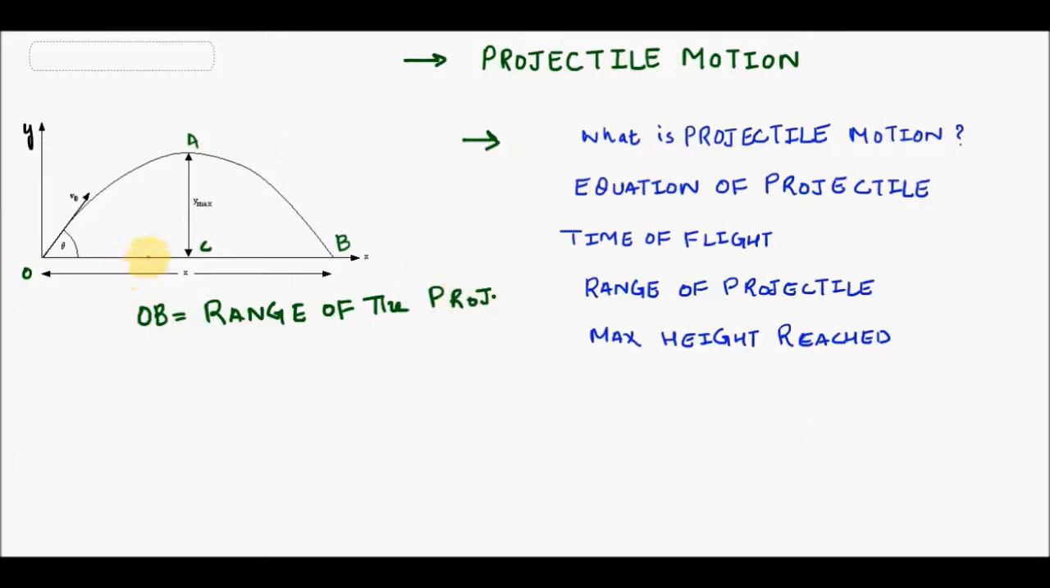Next, the distance AC is known as the maximum height for a projectile. And the time taken by the projectile in traveling this distance, or I can say in traveling its motion, is known as time of flight. Right? So let's move on and first derive the equation of projectile.